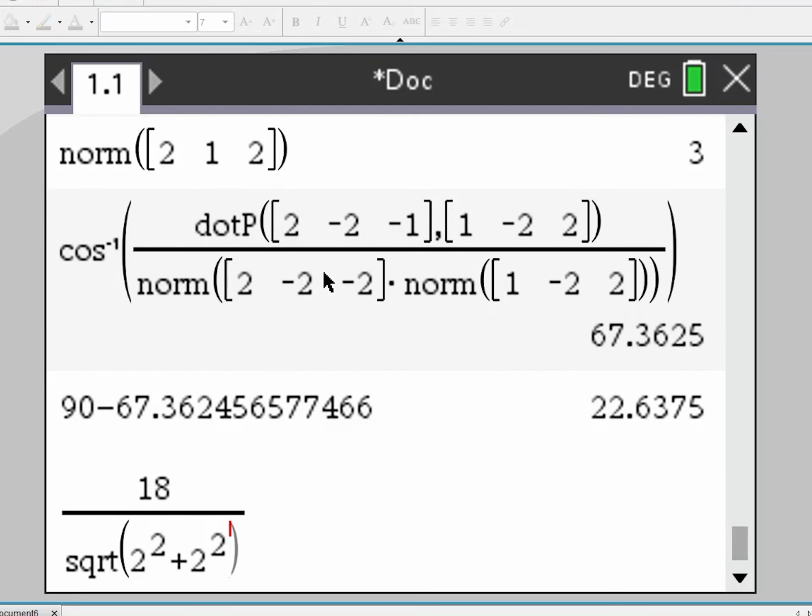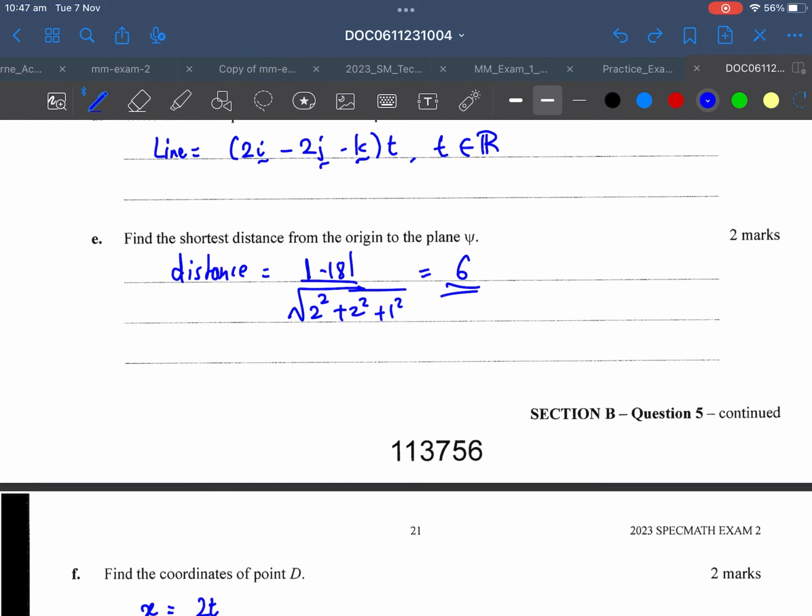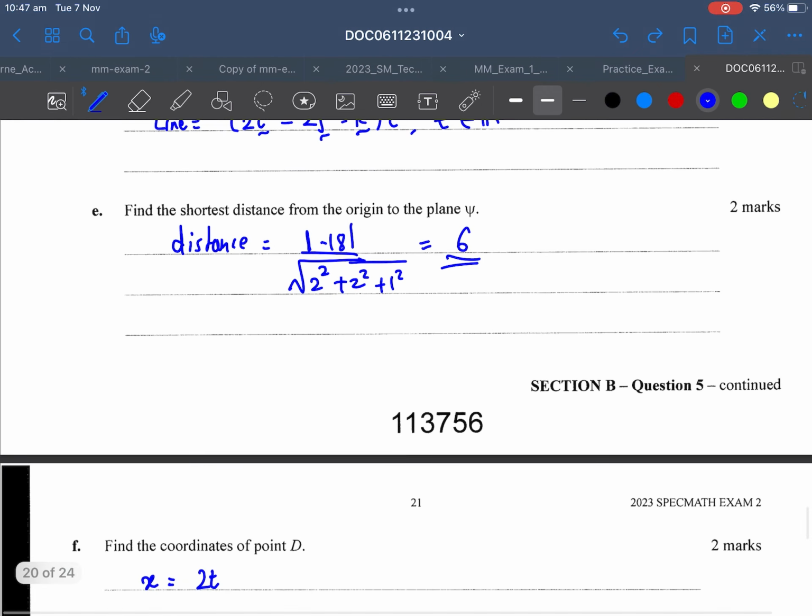Okay, moving on, find the coordinates of point D. Right, so coordinates of point D. Okay, so we have our equation. So x is equal to 2t. I got that from this line equation. x is going to be 2t, y is going to be minus 2t, and z is going to be minus t. Okay, if I can scroll back up again.